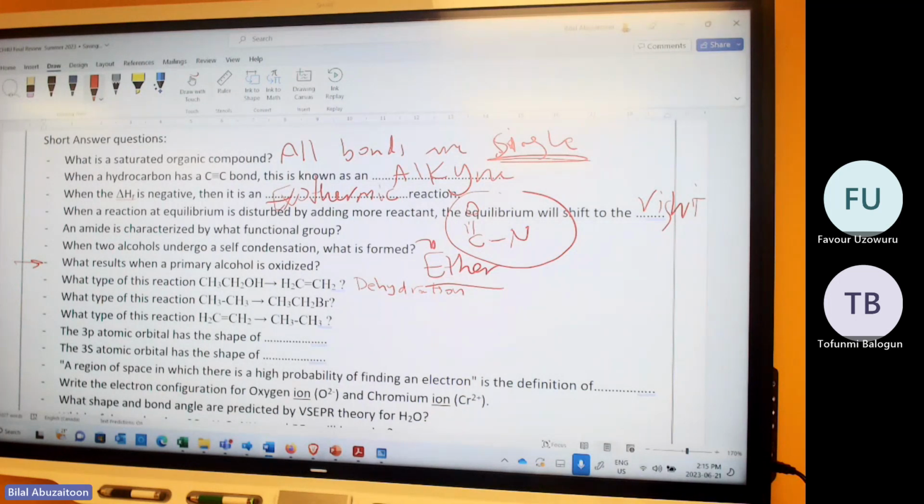Okay. What type of this reaction? Alkene to bromoalkene. Substitution, that's right. We took hydrogen, replaced it with what? With bromine. It was CH3CH3, it became CH3CH2 instead of 3, and instead of the third hydrogen, we added Br. So substitution.